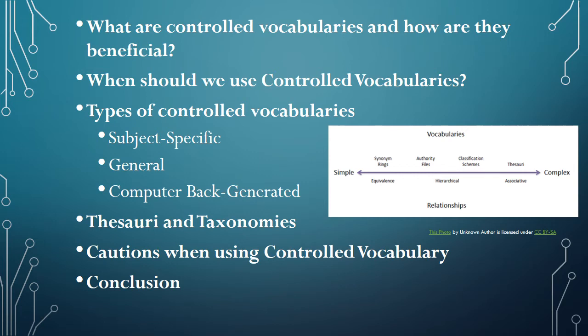Computer-generated vocabularies appear to be controlled vocabularies, but they are generated from databases such as EBSCO, Gale, and ProQuest. This process is done by computers, unlike the first 2 controlled vocabularies, in which humans apply the process. Thesauri and taxonomies. The primary purpose of vocabulary control is to achieve consistency in the description of content objects and to facilitate retrieval. Thesauri and taxonomies can help accomplish this purpose.